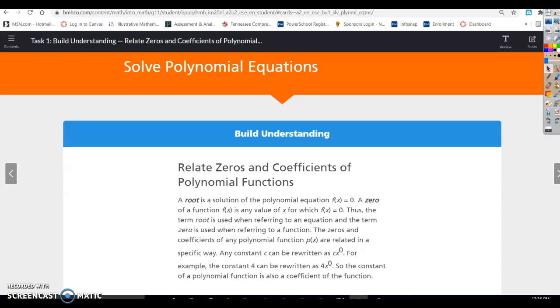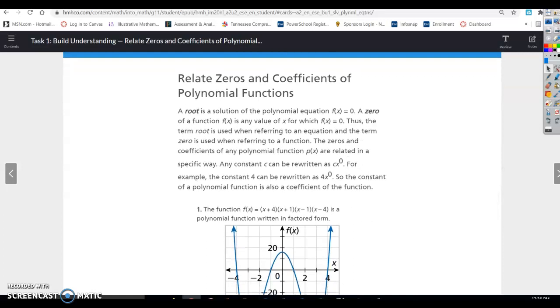All right, guys, this is lesson 5.1, solving polynomial equations. So we're going to start with task 1. So let's get started. All right, it says relate zeros and coefficients to polynomial functions.